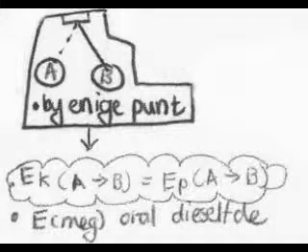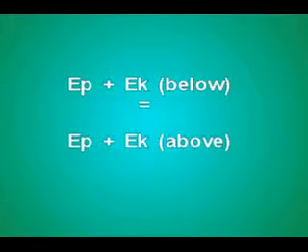If you have a pendulum swinging, at any point the kinetic energy from A to B equals the potential energy from A to B. Therefore, the mechanical energy is the same everywhere. Your potential and kinetic energy on top is the same as your potential and kinetic energy at the bottom. That's if you drop an object.